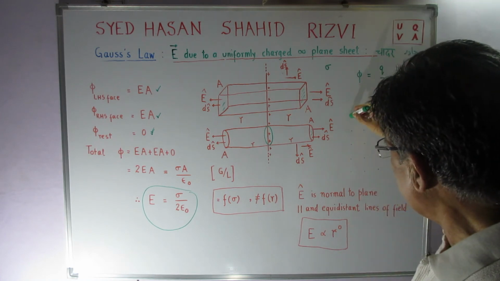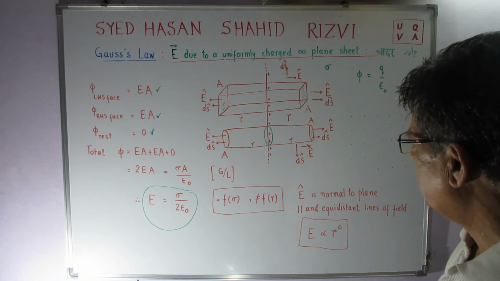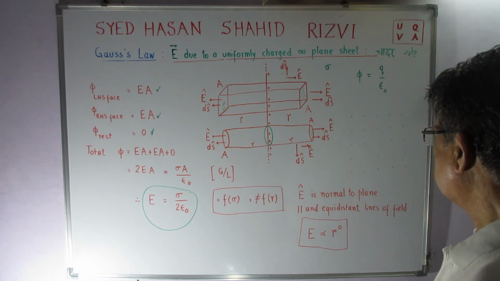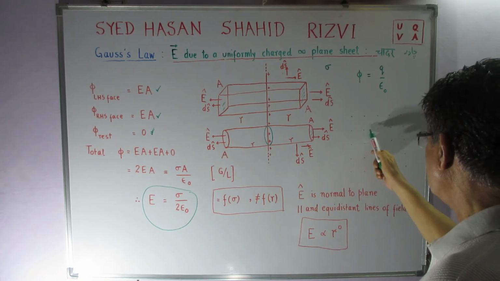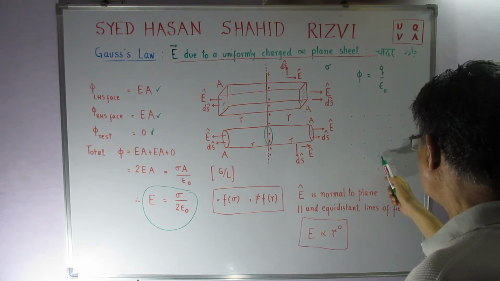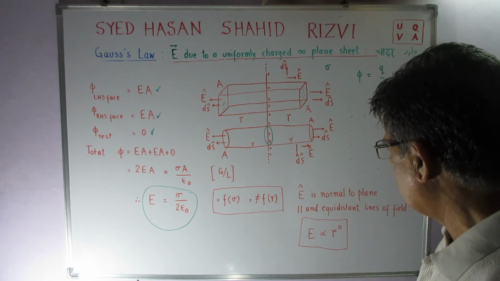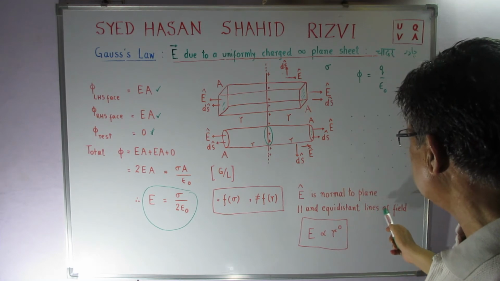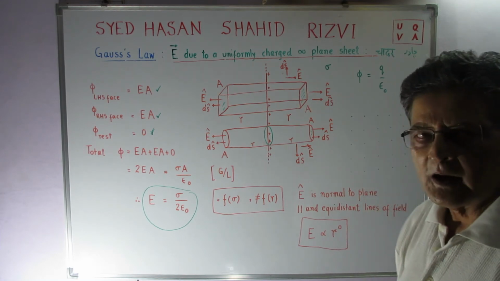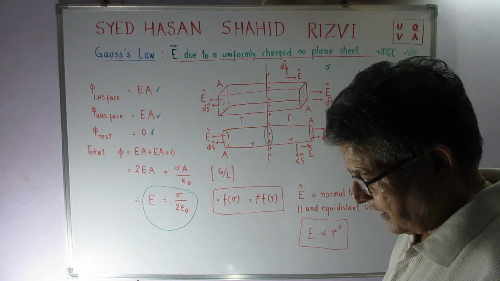They show the lines of field which are coming out of this sheet. Okay, and the beauty is that the distance from here to here and here to here, this distance is the same. That's what I'm writing. Parallel and equidistant lines of fields. Okay. So the lines of field will come out.